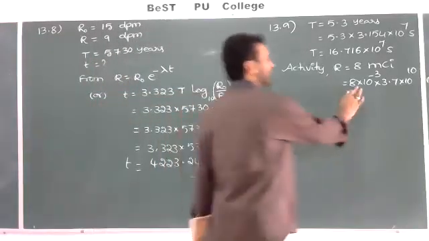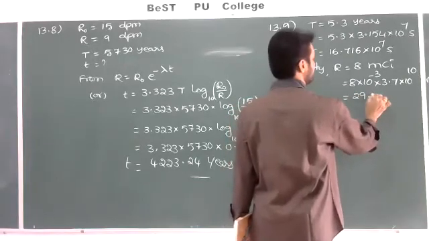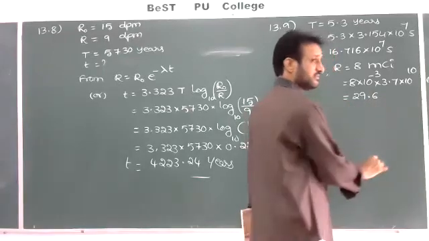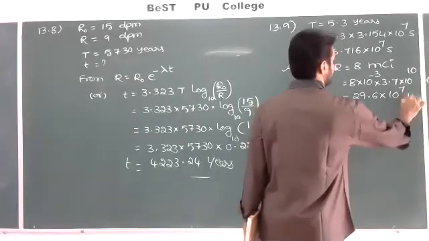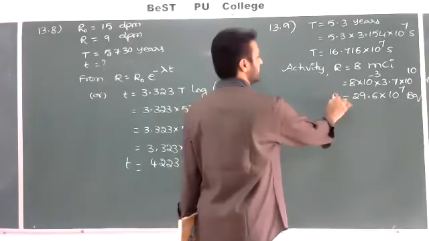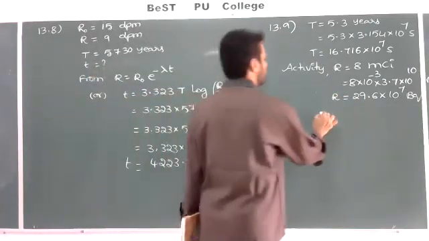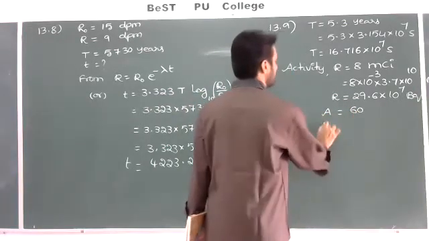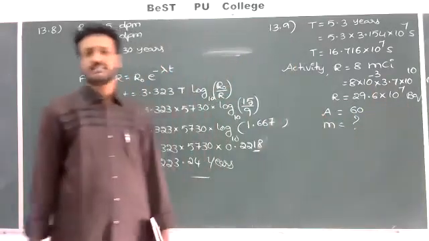Now multiply this 8 into 3.7. 29.60 into 10 to the power of 7 becquerel or disintegrations per second. That is the activity of the sample. Now cobalt is given with mass number. Cobalt has a mass number A equal to 60. Then how much amount of the sample is required? So M should be calculated, mass should be calculated.